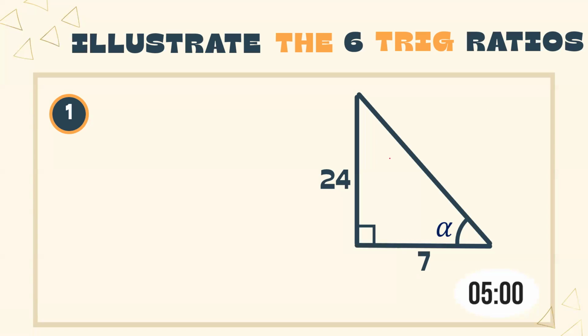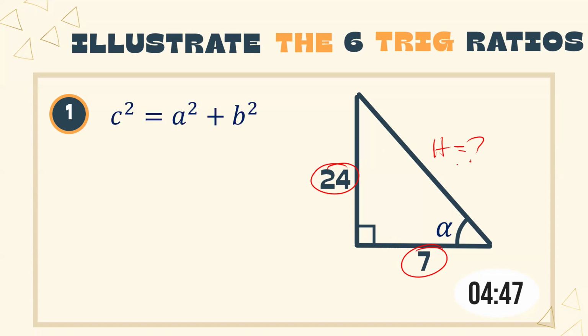So you have, again, two sides here, 24 and 7. You don't know the length of the hypotenuse. So what do we do first to solve the 6 trigonometric ratios for this triangle? Okay, the clock is ticking. What do we need to do? Very good. So first, we need to use the Pythagorean theorem to solve the length of the hypotenuse.